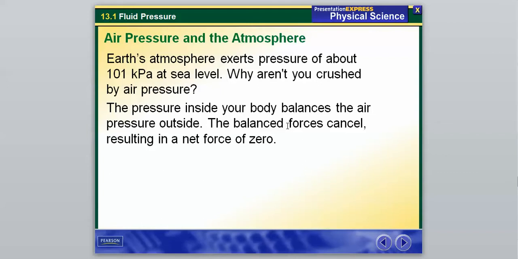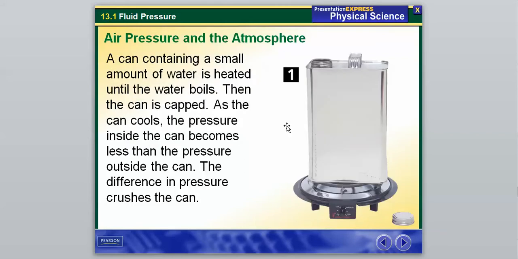And so our last couple of slides here are just an example of how we can change the air pressure and actually cause it to crush something. If we have a can containing a small amount of water, we can heat it up until the water boils, then we can cap the can to close it off. As the can cools off, the pressure inside the can becomes less than the pressure outside the can, because as it cools off, the particles are not going to collide as much, so they're not exerting as great of a pressure, and then the difference in the pressure will actually crush the can.